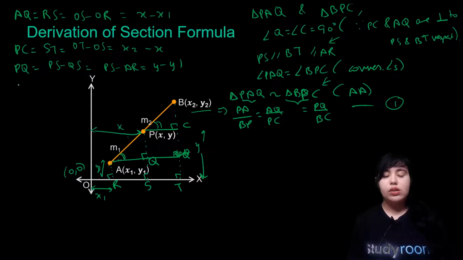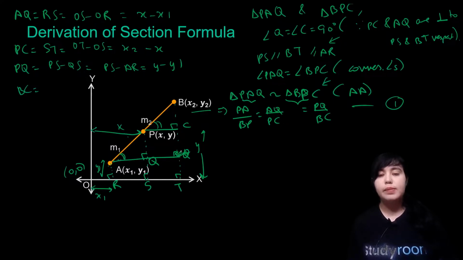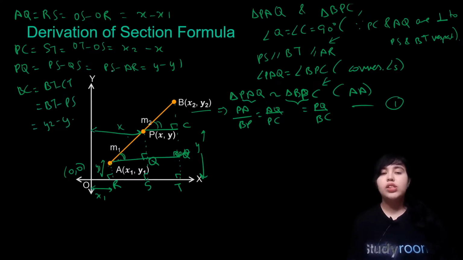Okay, then tell me what is BC. BC over here is going to be BT minus CT. And this CT is same as PS, because PCTS is a rectangle, so opposite sides are equal. So BT minus PS, if you do, this is Y2 minus Y. Now we'll substitute these values in equation number 1.